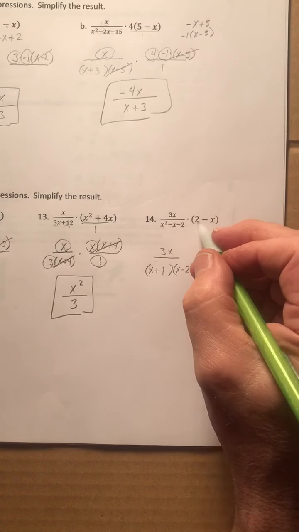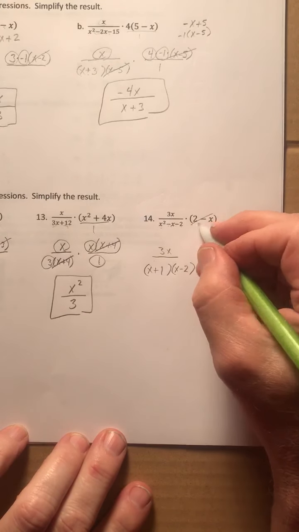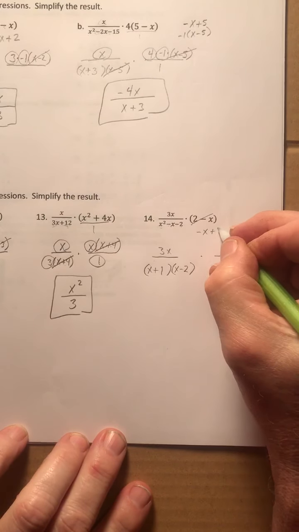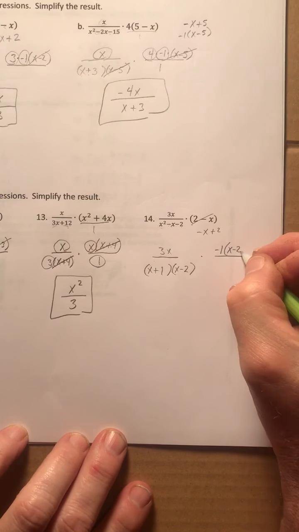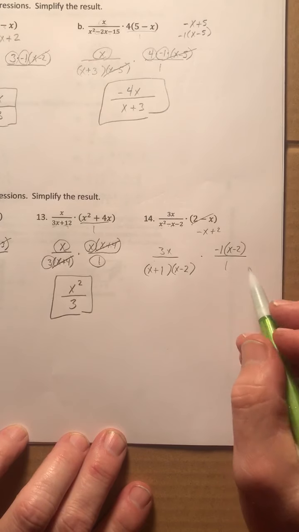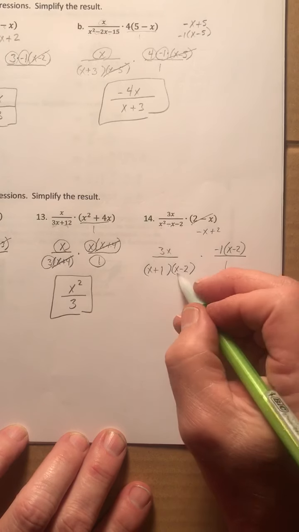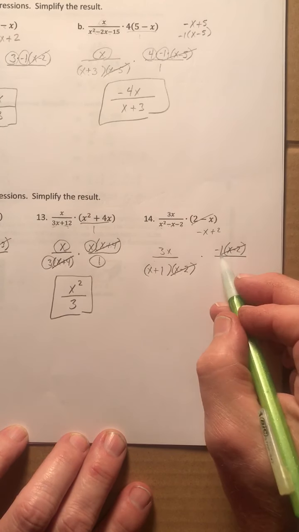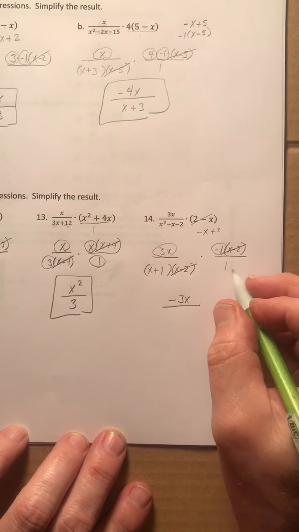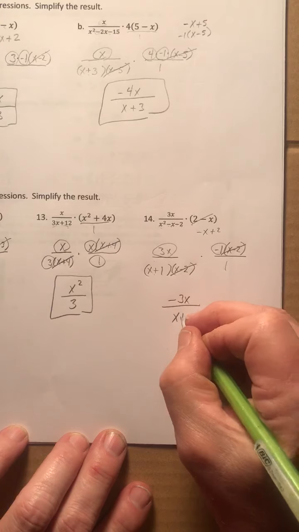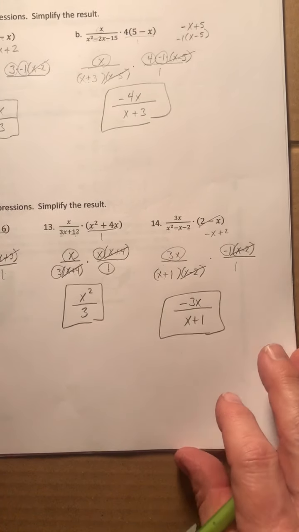And then we got to switch this 2 minus x around. Again, we're going to switch it around to being negative x plus 2, and then factor a negative 1 out, which gives us negative 1 times x minus 2 over 1. We can see we have an x minus 2 in the top, x minus 2 in the bottom. Those cancel out. So now we got negative 1 times 3x gives us a negative 3x. And we got 1 times x plus 1, which is x plus 1. And that is it. That's it for the notes for today.